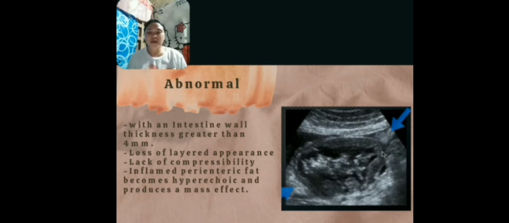So the abnormal shows an intestine wall thickness greater than 4 mm, loss of layered appearance, lack of compressibility, and the surrounding mesenteric fat becomes hyperechoic and produces a mass effect.